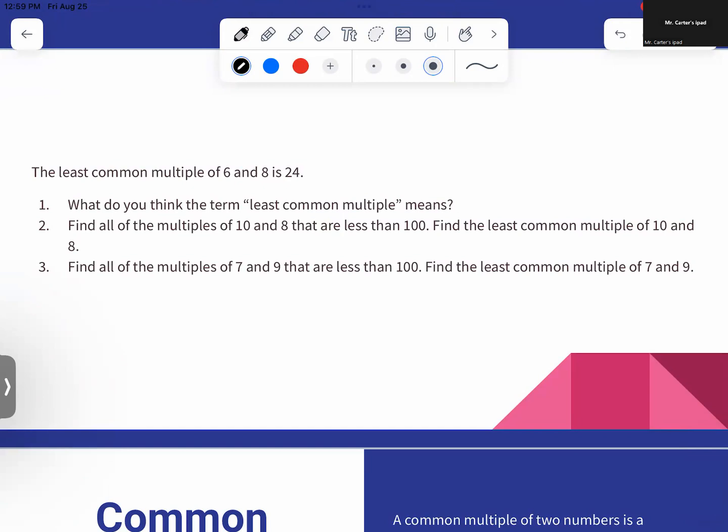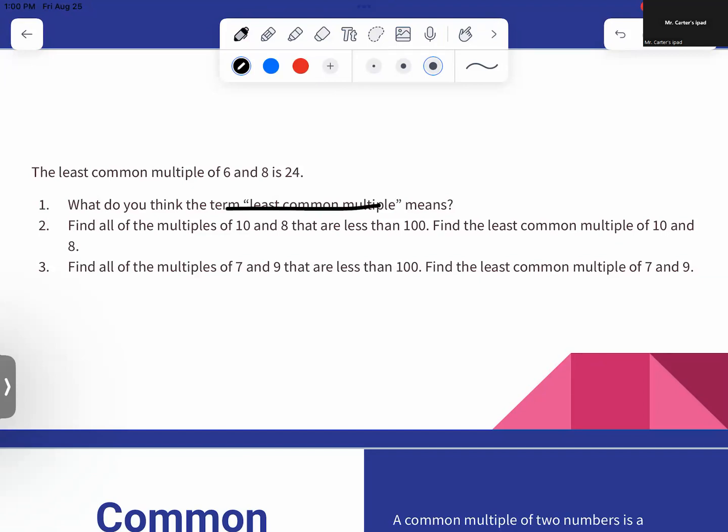All right. So the least common multiple of 6 and 8 is 24. What do you think the term least common multiple means? Okay, so it will be the smallest one that's in both lists. Okay, so the idea there would be 6, 12, 18, 24, and 8, 16, 24. Okay, so that's what it means, is it's the first one that is a multiple of both of them.